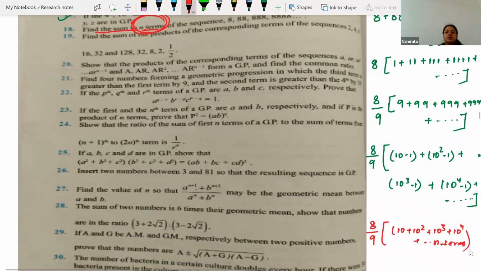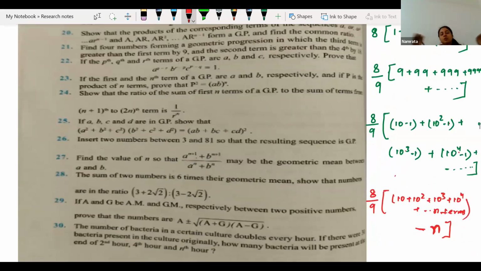Okay. That means 10, 10 square, 10 to the power 3, 10 to the power 4, 10 to the power n minus 1 will be the last term. Similarly, minus 1, minus 1, minus 1, till how long will it go? It will go till n, right? So minus 1 we will be having n times. So can I write directly minus n? Are you getting it, or shall I show you with the proper expansion?